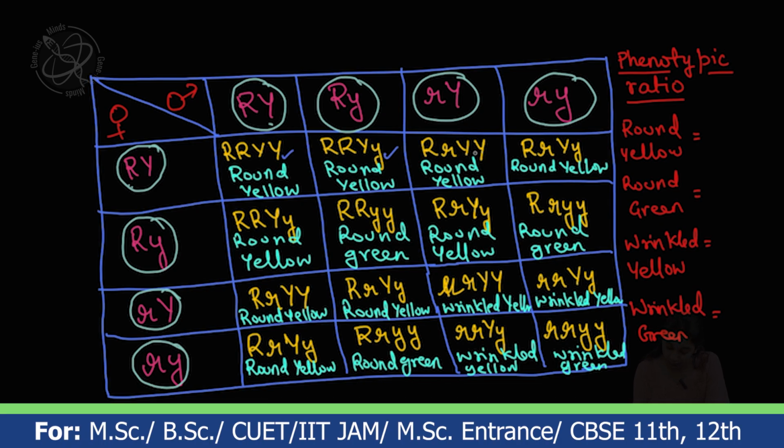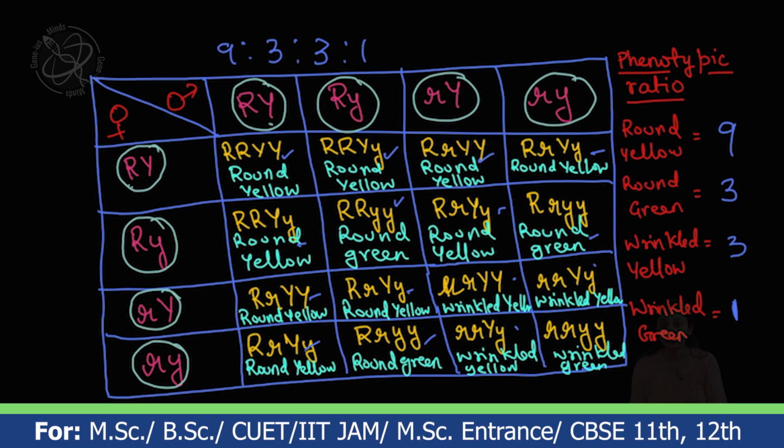If you look at the Punnett square, how many round yellow are there? 1, 2, 3, 4, 5, 6, 7, 8, 9. So 9 round yellow. How many round greens are there? 1, 2 and 3. Wrinkled yellow: 1, 2, 3. And wrinkled green is 1. So what will be the phenotypic ratio in this case? It will be 9:3:3:1.